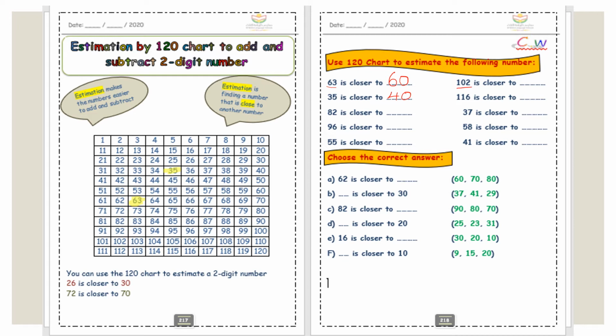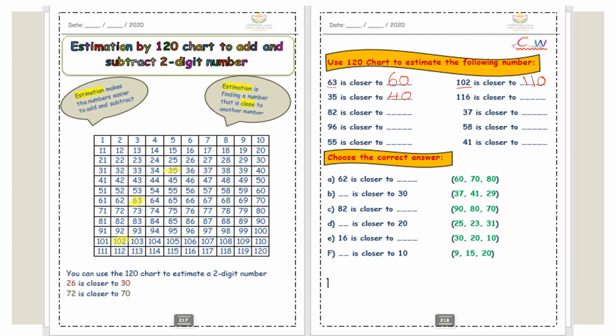Now, how about this? 102. Where is the 102? Here it is. What's the 10 before and what's the 10 after? The 10 before it is 100 and the 10 after is 110. So is it closer to 100 or closer to 110? It's closer to 110. Okay, now the last example is 116.